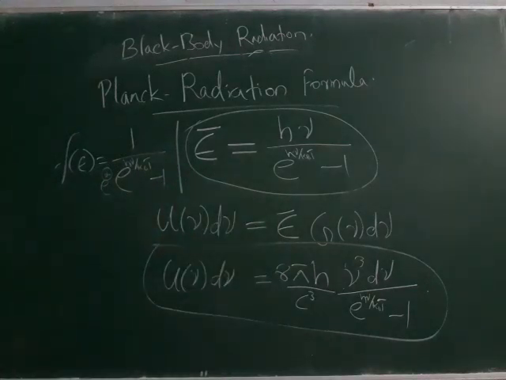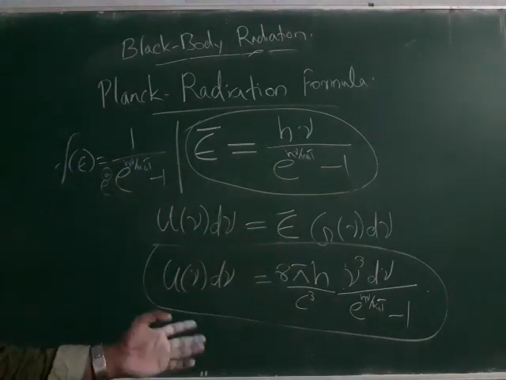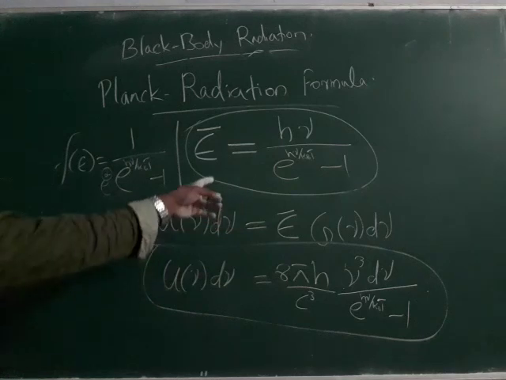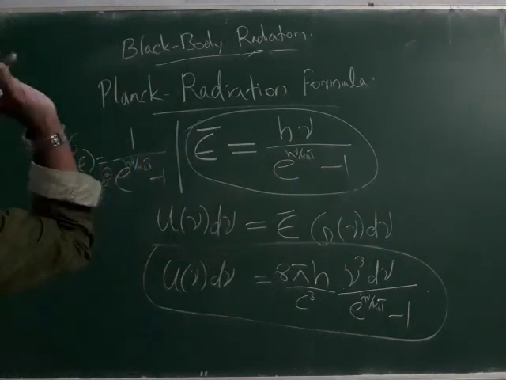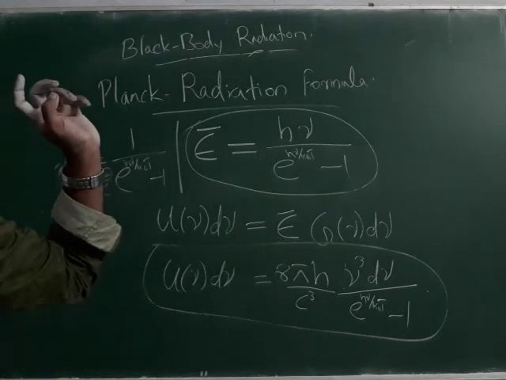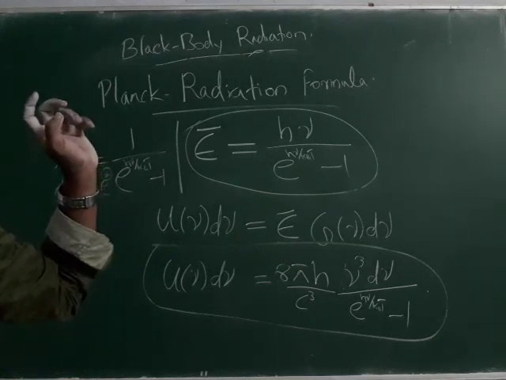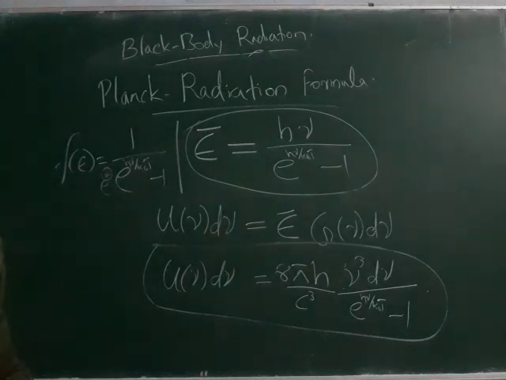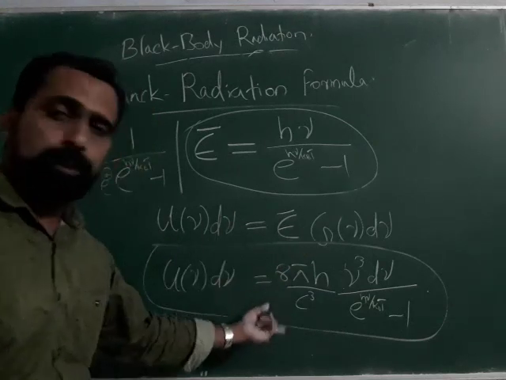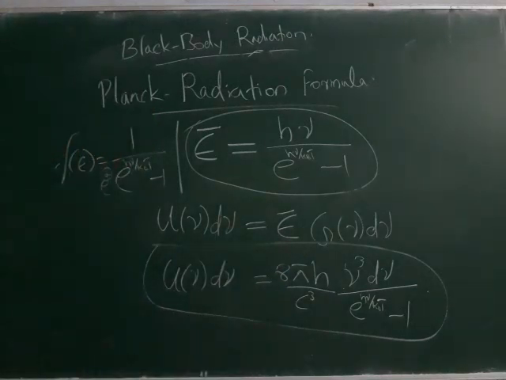And the number of independent standing waves per unit volume in the frequency interval nu to nu plus d nu is given by our previous equation that we derived, and the energy density of radiation in the frequency range nu to nu plus d nu is given by this. Okay, so you are getting Planck's radiation formula.